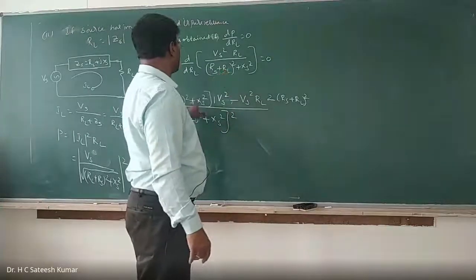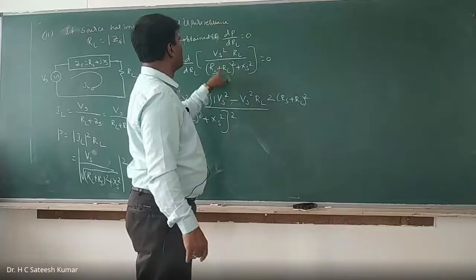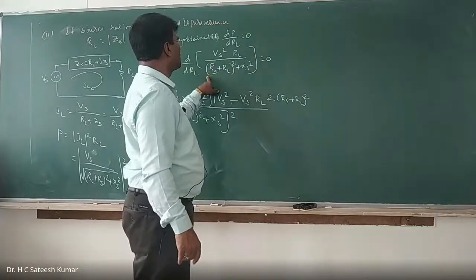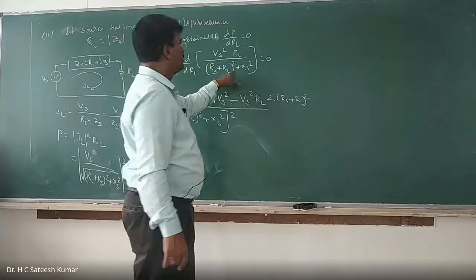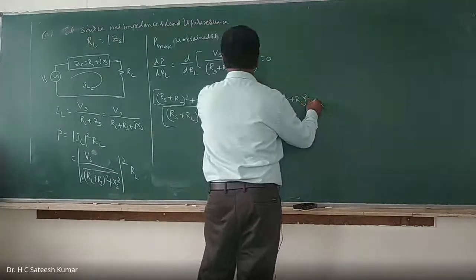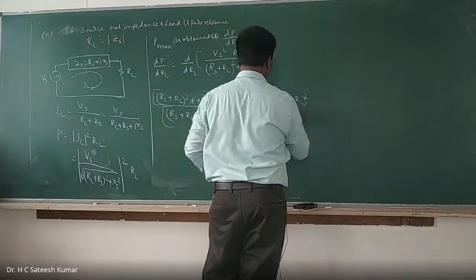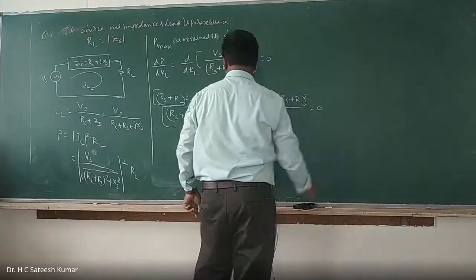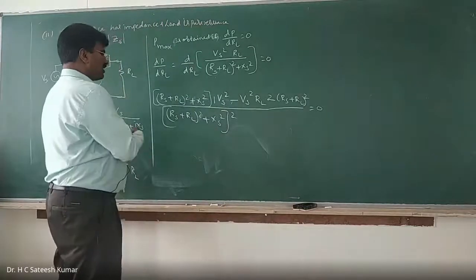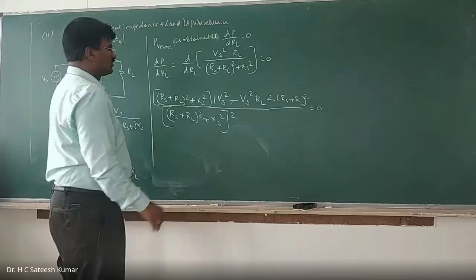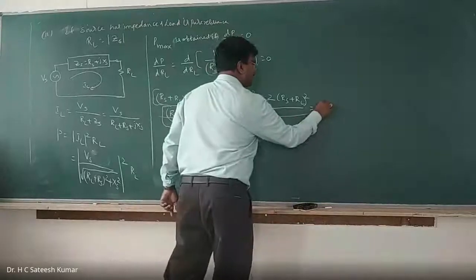denominator into d/dx of numerator minus numerator into d/dx of denominator, 2 into (RS + RL). Differentiation of RS is 0. Differentiation of RL is 1, plus XS². XS² is what? 0. So this should be equated to 0. Okay, right. Now what should you do? Cross multiply it. You cannot do anything else. Cross multiply it, it will become 0.